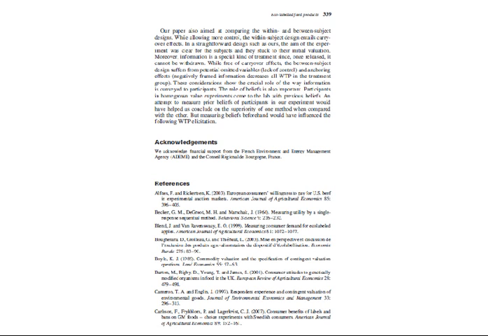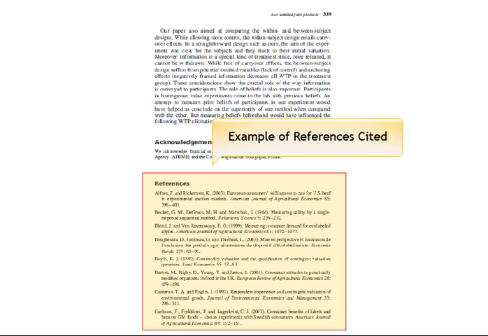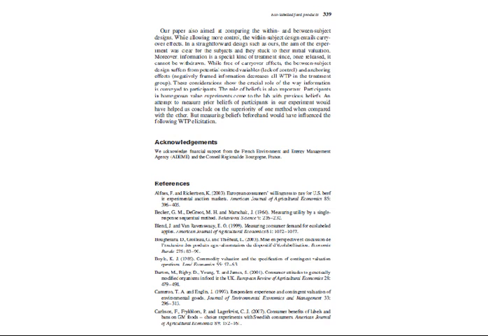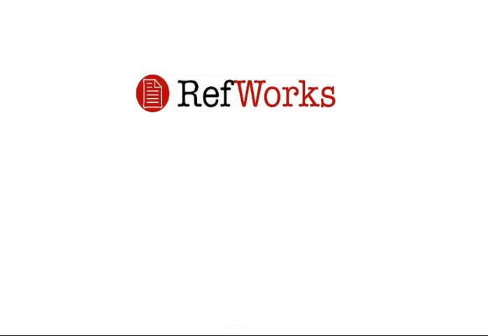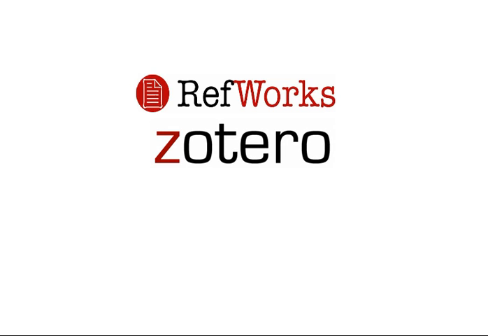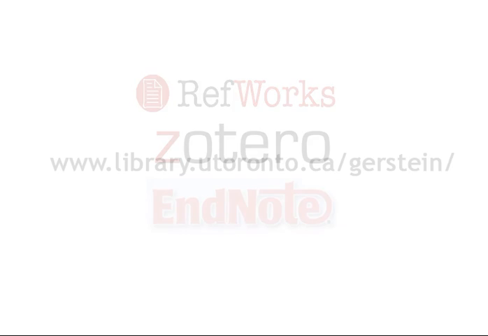How do you use citations in your paper? One way to do this is to create a references cited list. This is a list of all the journal articles, books, or other sources you have used in your paper. There is some software that can help you with citations, such as RefWorks, which is freely available to U of T students, Zotero, which only works in Firefox, and other ones that you have to purchase, such as EndNote. User guides are also available on the Gerstein website for these resources.